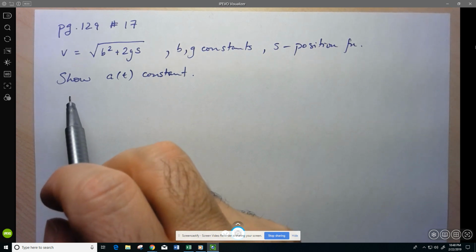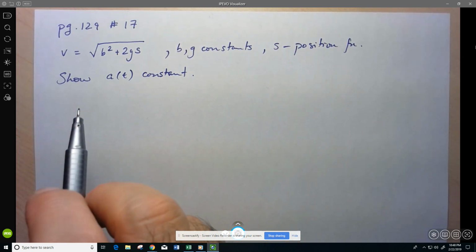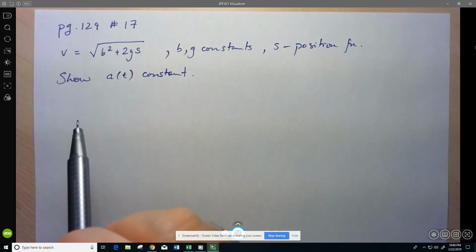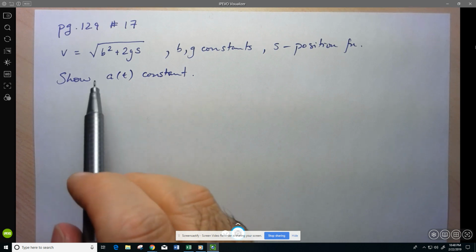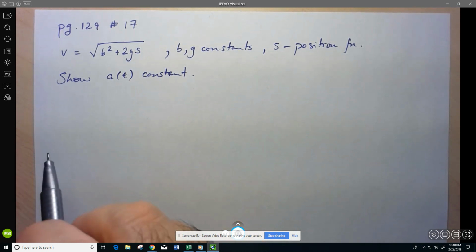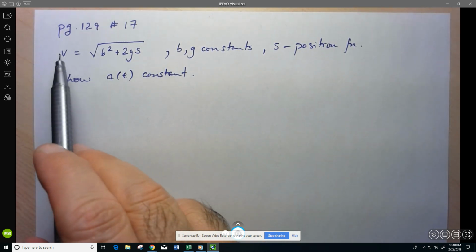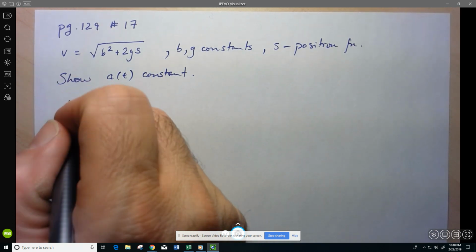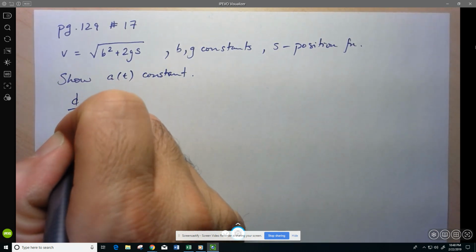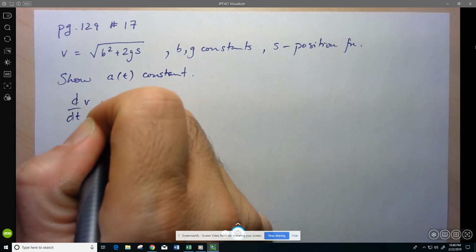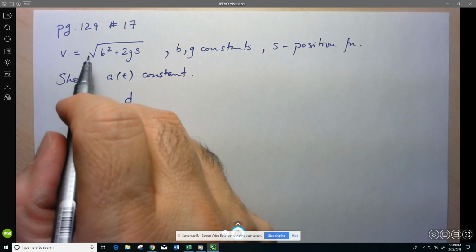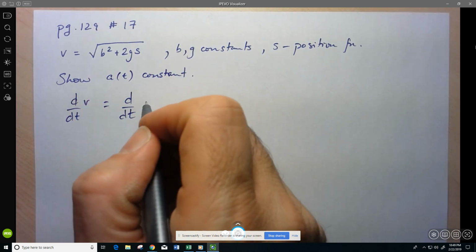Okay, so while we don't see the variable t in this equation, we're assuming that if we're talking about velocity and position, these are functions of time. Okay, and what they want us to do is show that the acceleration is constant. Now, of course, the acceleration is just the derivative of the velocity with respect to time. So this is what we're going to be finding.